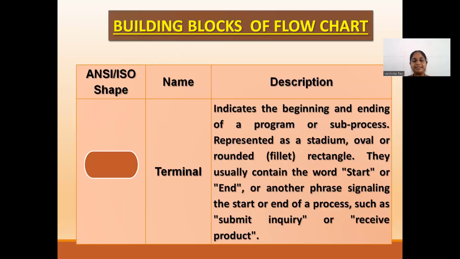The next symbol is a terminal symbol. Usually it is used for start and end. That is, it indicates the beginning and ending of a program or subprocess. Represented as a stadium, oval or rounded triangle, they usually contain the word start or end or any phrase signaling the start or end process.